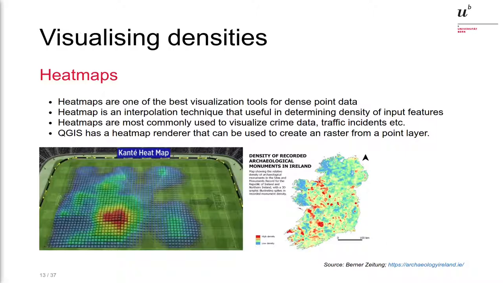So heat maps, you probably know if you watch football, that is often the visualization where players are most active in the field. So you probably have seen on TV already this representation of a heat map. But this also can be applied to archaeological situations where you, for example, would like to see where most of the sites are displayed. And this is particularly helpful if you have very many points and overlapping points, so that you can't actually see where the most points are.